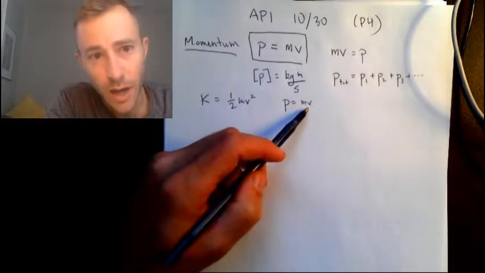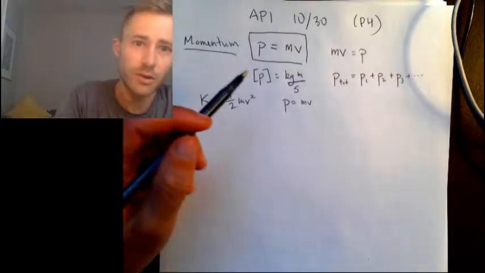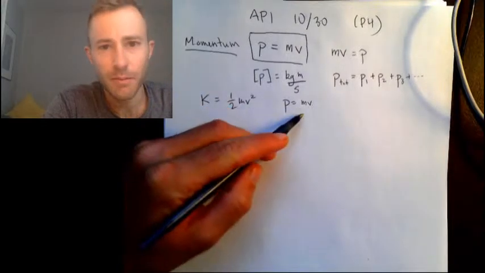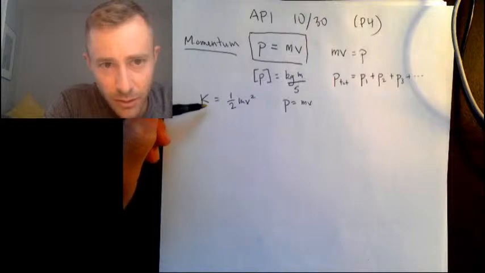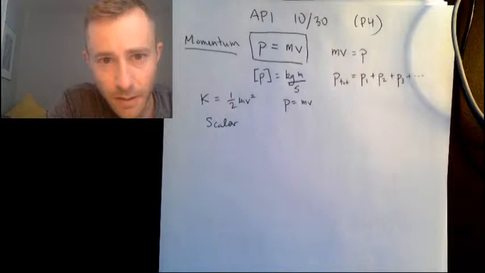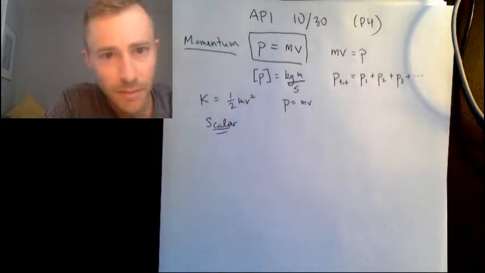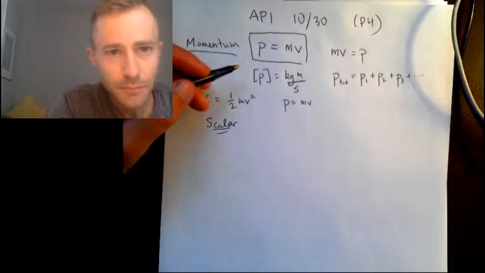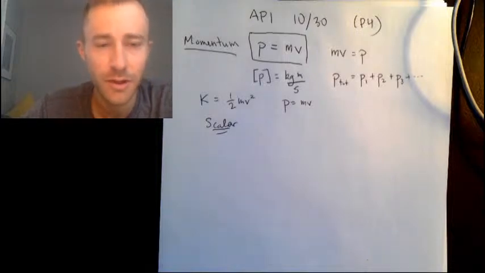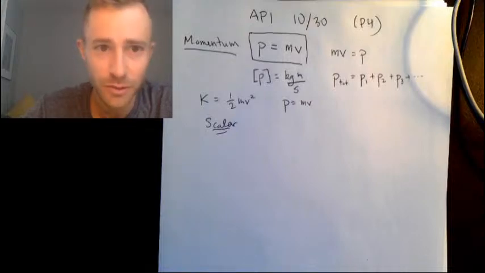Momentum, on the other hand, does not have velocity squared, okay? So if you go a different direction, your momentum is not the same, okay? So we would say kinetic energy does not depend on direction. So we would say kinetic energy is a scalar, okay? Scalar is something that does not depend on direction. So for example, temperature is a scalar. You don't say that something has a temperature of 5 degrees northward, okay? You just say it has a temperature of 5 degrees.